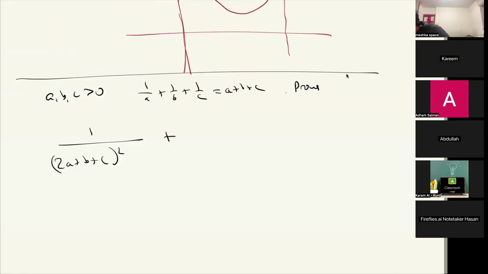1 second, my pen disconnected. I don't know what's happening.